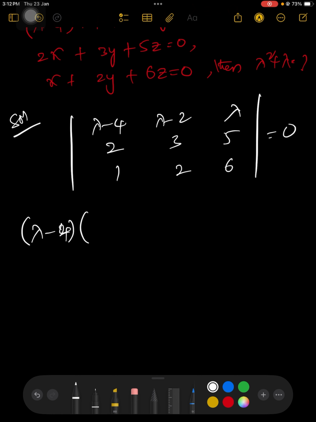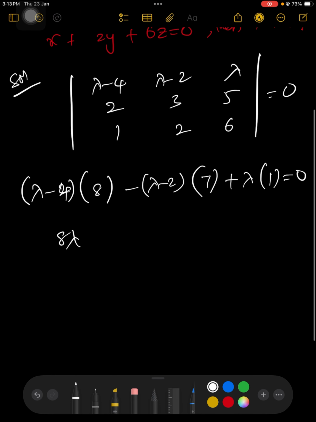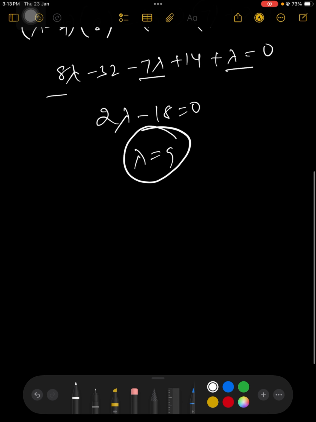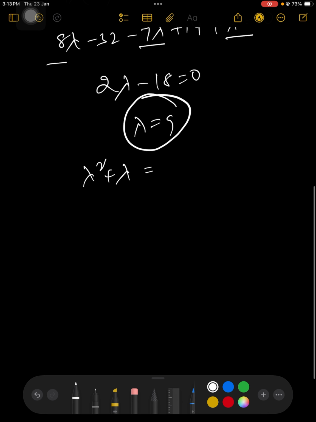In case that value is equal to 0: lambda minus 4 into 18 minus 10, it is 8, minus lambda minus 2 into 12 minus 5, 7, plus lambda into 4 minus 3, 1, equal to 0. This is 8 lambda minus 32 minus 7 lambda plus 14 plus lambda equal to 0. So 8 lambda minus 7 lambda plus lambda is 2 lambda, and minus 32 plus 14 is minus 18, equal to 0. Then lambda equals 9. What we need to find is lambda square plus lambda. 81 plus 9, that is 90.